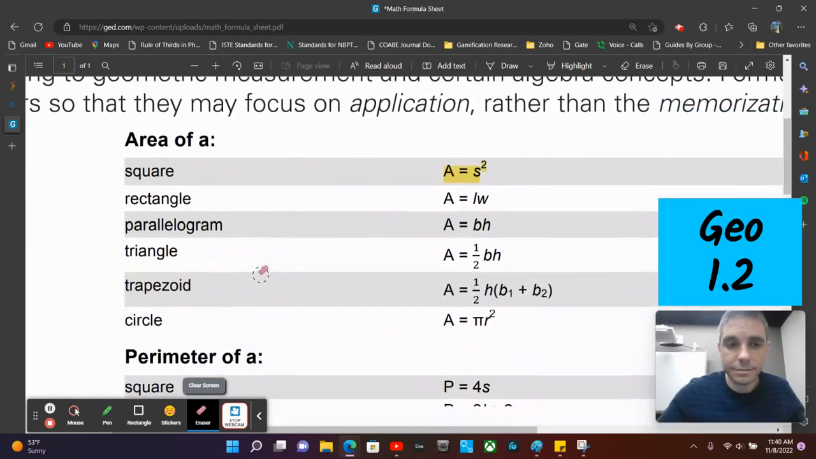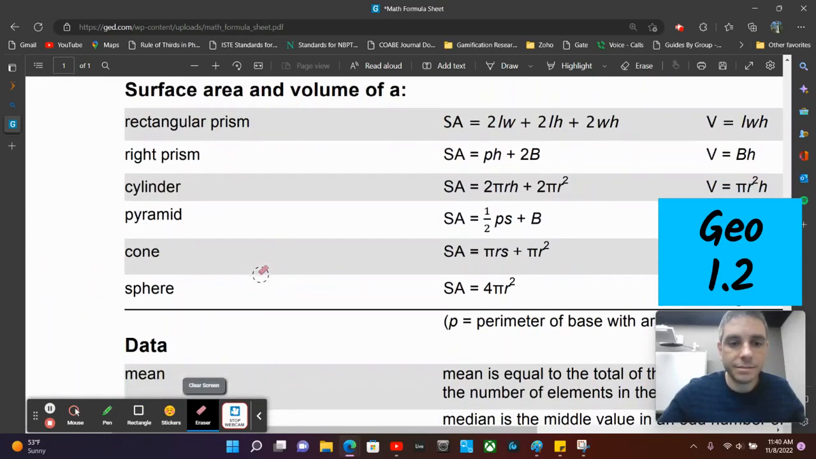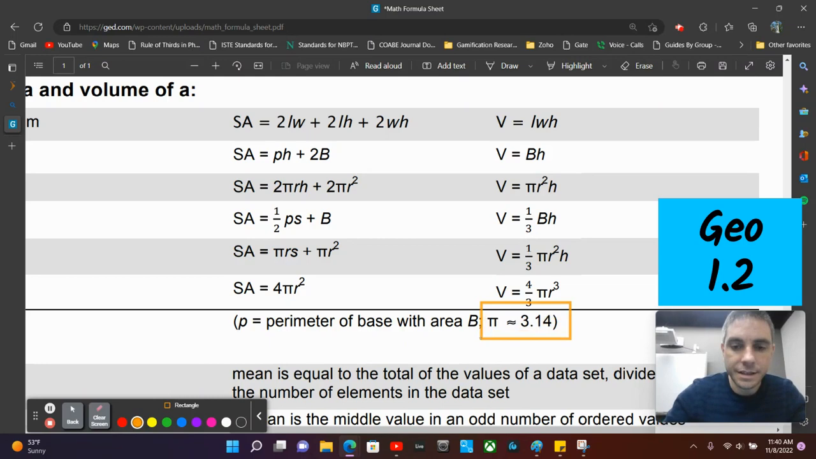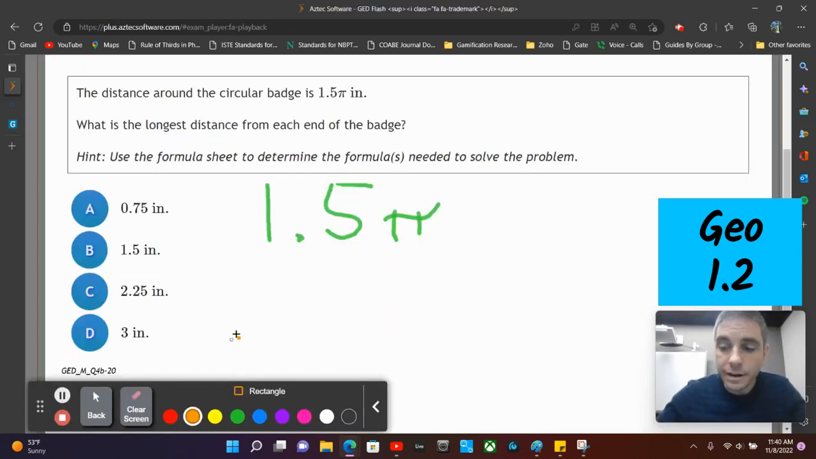If we scroll down from the top, right here, it's not super clear, but it is on here. They tell us the pi symbol, or the measurement of pi, is approximately equal to 3.14. 1.5 pi, when they're right next to each other, in algebra language indicates multiplication. So the distance around this circle is a measurement of 1.5 times pi.